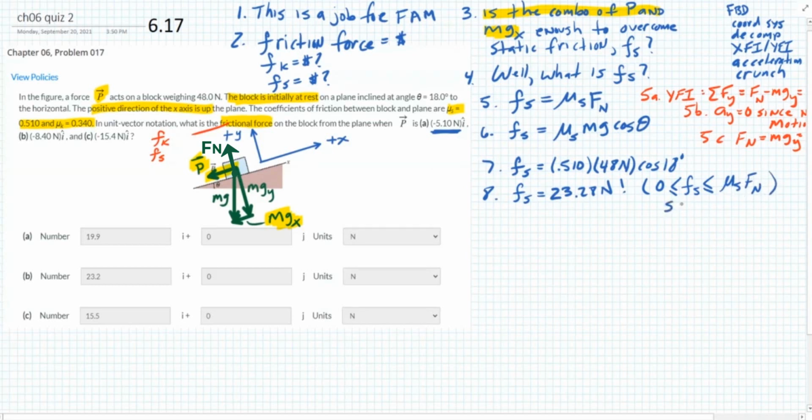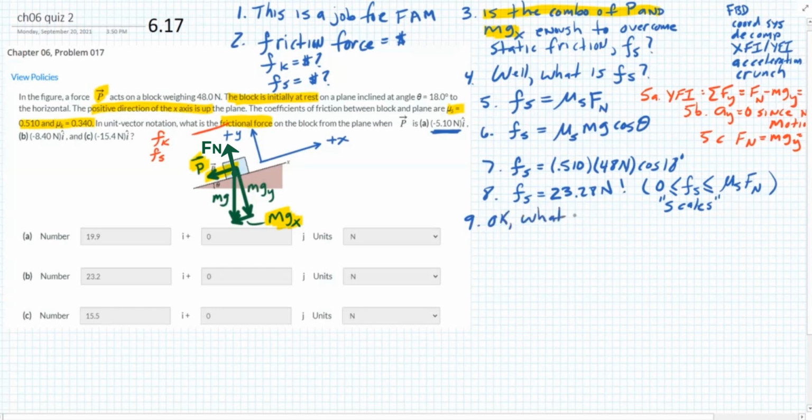Static friction scales, meaning if you don't need it, if it's not needed to keep things motionless, it will be 0. If you need it to grow to a certain point to maintain a static situation, it will grow. It will keep growing until it can't grow anymore. And at that point, you've exceeded its threshold. All right. So then, okay.